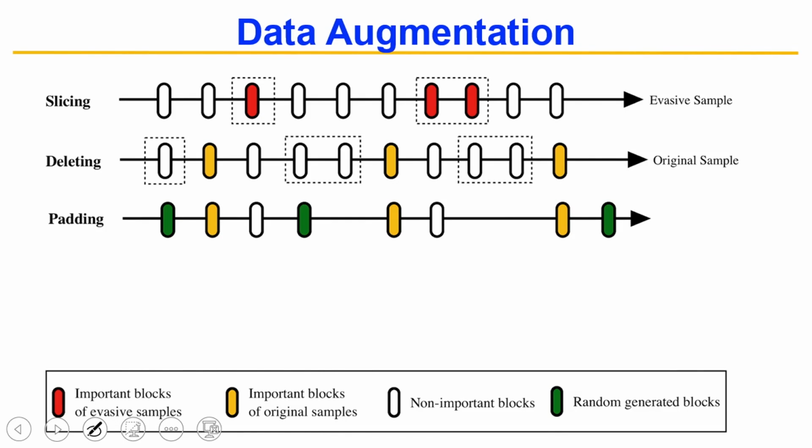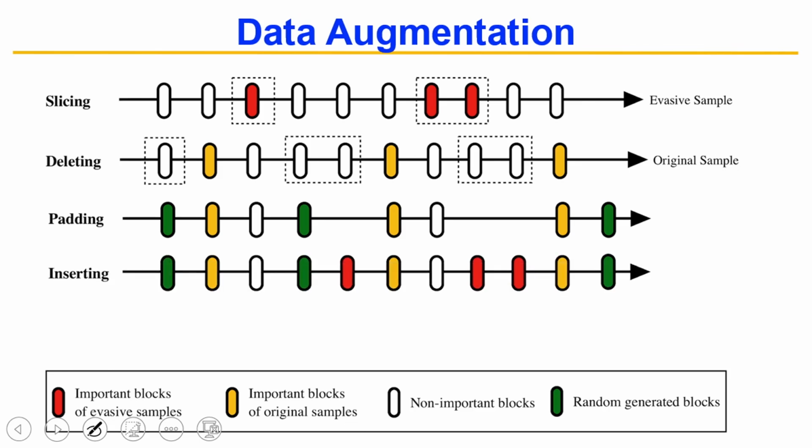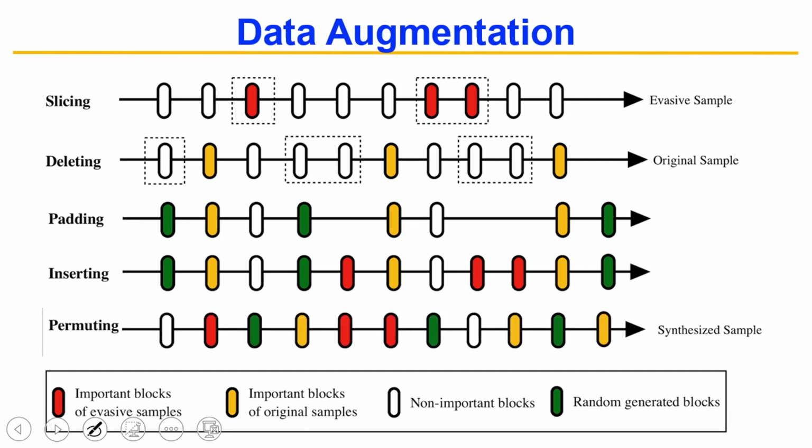So, basically we came up with the idea of this padding. We can add some random blocks, we did some inserting, in the random blocks we inserted some of the important blocks from the original and important blocks from the attacker, then we permuted some of them left and right. So, that is basically the final sample that I want to train with.